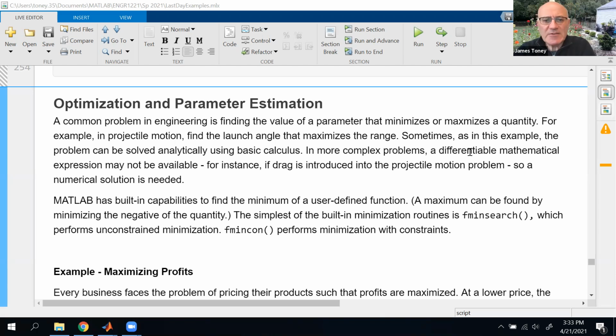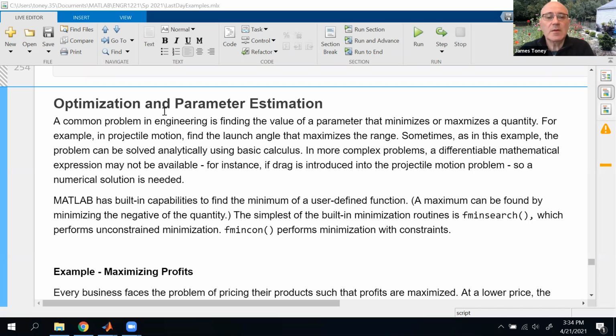So one class of problems we haven't really had a chance to deal with in the course so far is optimization or parameter estimation, which is a closely related topic. In all the problems we've had so far, we've said, here are the parameters, put those into your calculations and do the calculation. But more of a design-oriented problem in engineering is what should the parameters be to give us best performance?